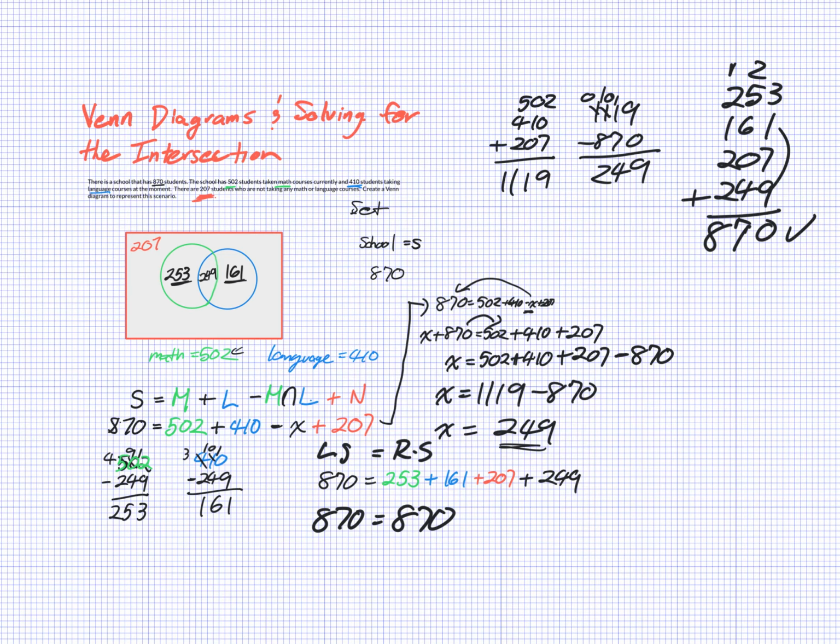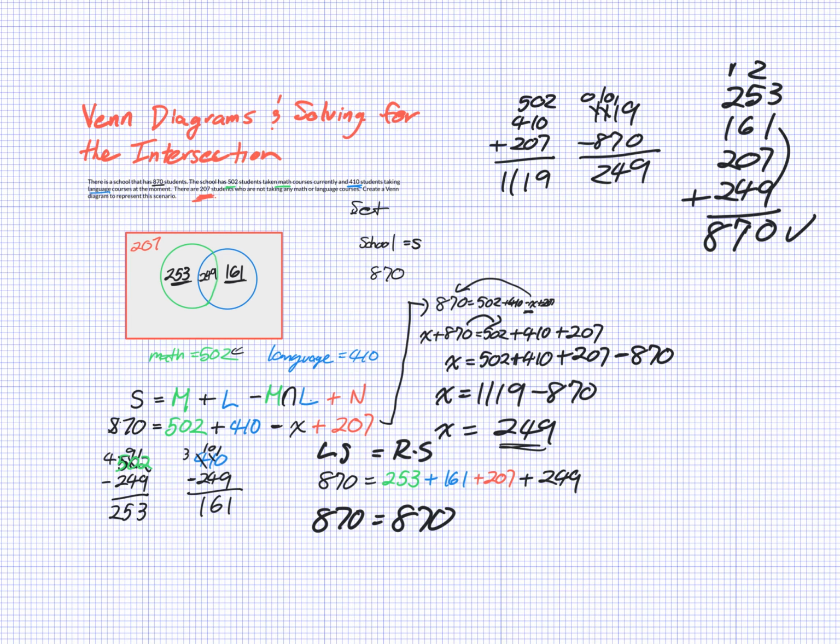So in order to create this Venn diagram, we needed to create our equation. We set the total number of students in the school equal to the students who are taking math, students who are taking language, subtract the students taking both because we don't want to double count them, plus students who aren't enrolled in anything. And essentially those are all your options. You are either taking just math, just language, both, or nothing.